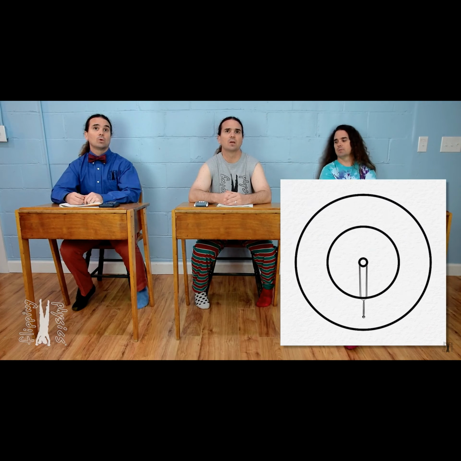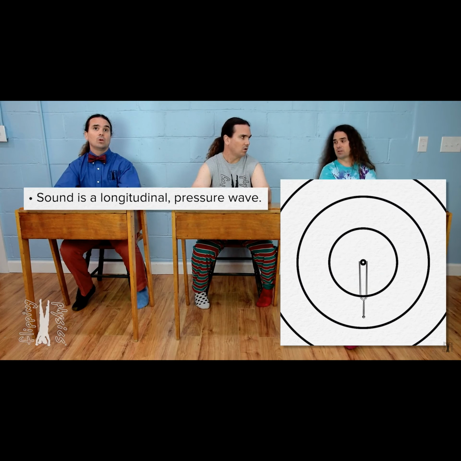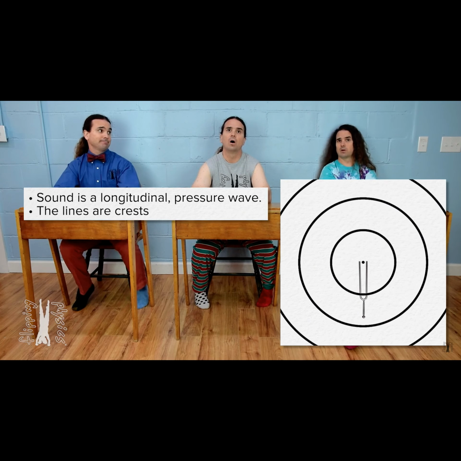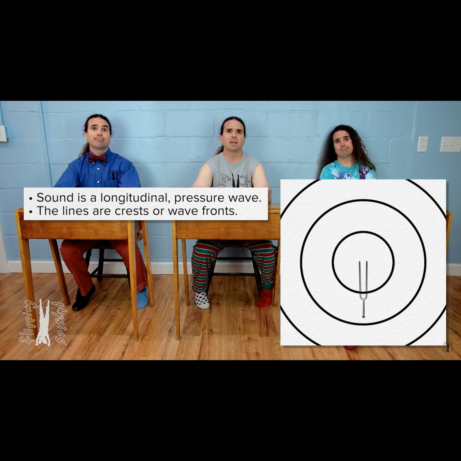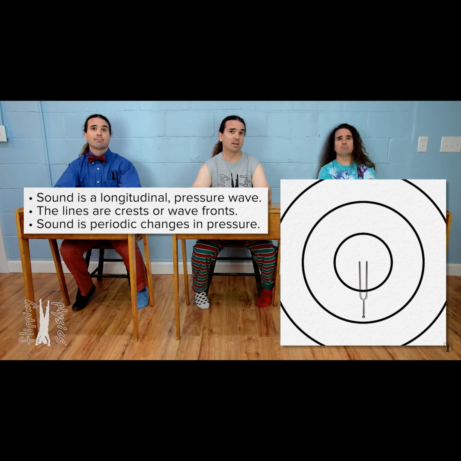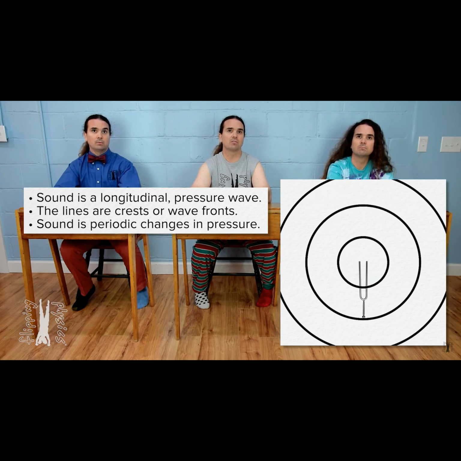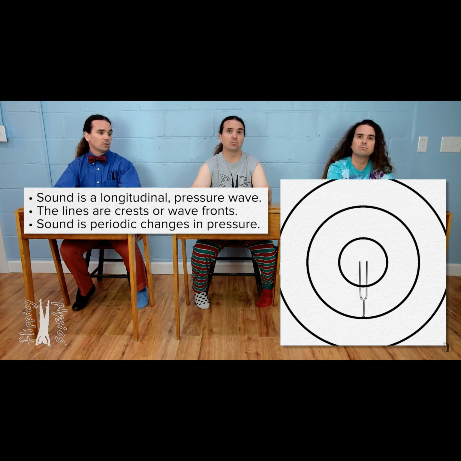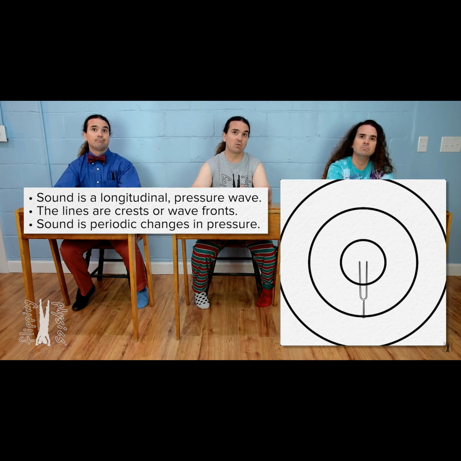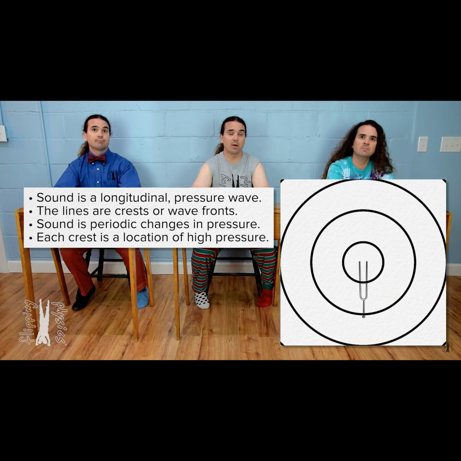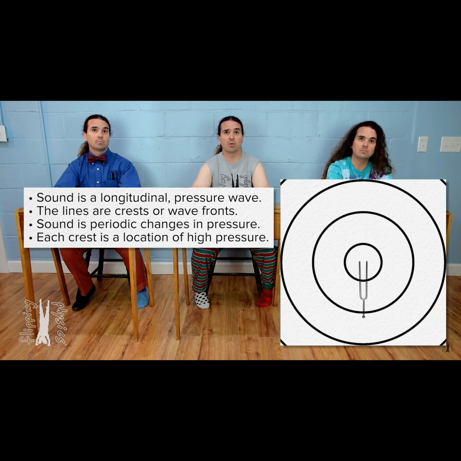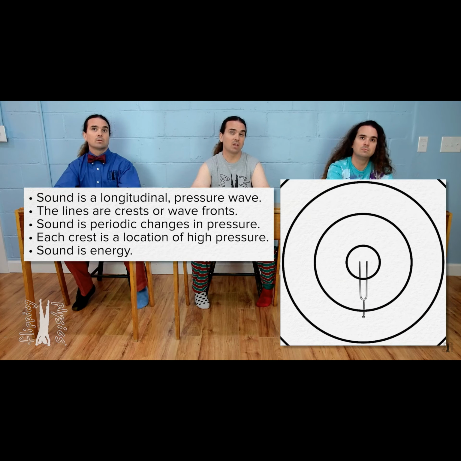Sorry, Bobby. We're back to you. You are telling us what this animation of a stationary sound source actually represents. Right. Remember, sound is a longitudinal pressure wave. And those lines are crests, which are also called wave fronts. Yeah, thanks. So sound is periodic changes in pressure in the medium, which in this case is air. Each of those lines represents a crest in the longitudinal pressure wave. That means each crest or wavefront is a location of high pressure. That periodic pressure wave transfers sound energy through the air.